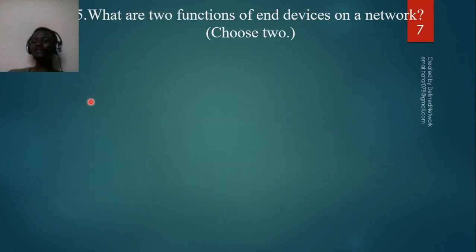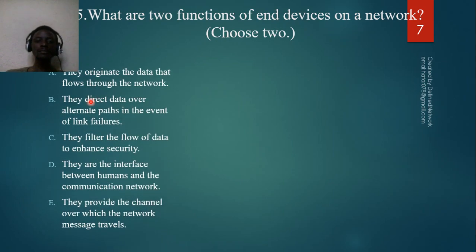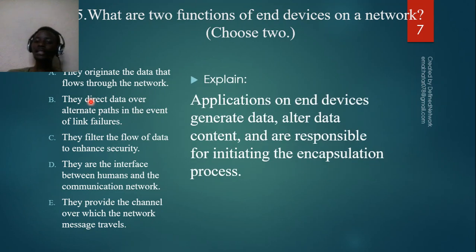Question number five. What is the function of end devices on a network? The function of an end device, like your smartphone, is to let data flow through the network. Applications on a device generate data, and they are responsible for initiating the encapsulation process. Now you can guess the answer, right? The answer is A and B. They originate the data that flows through the network.